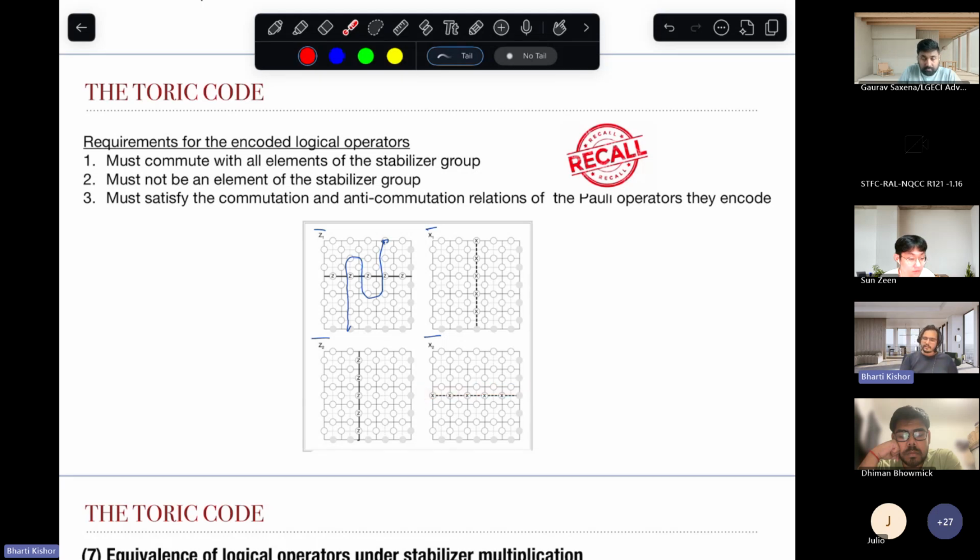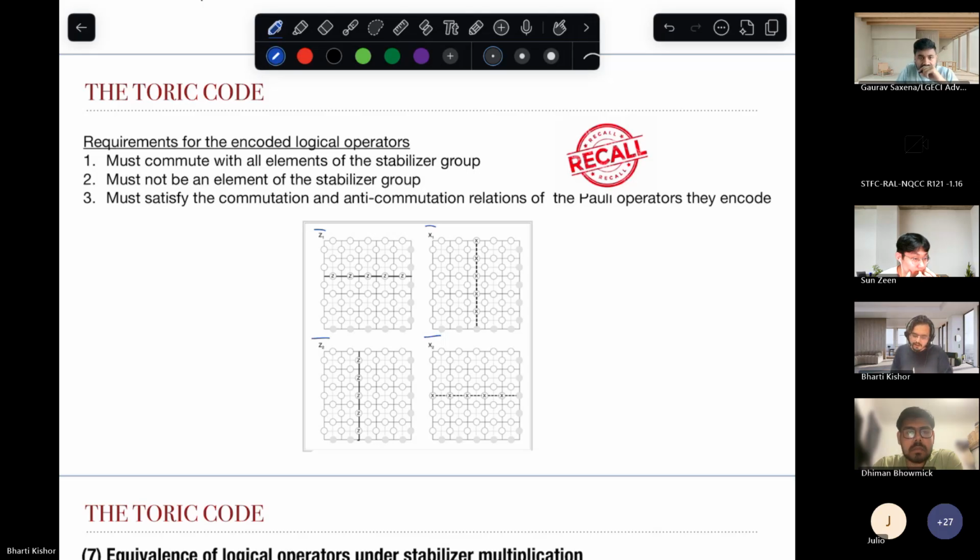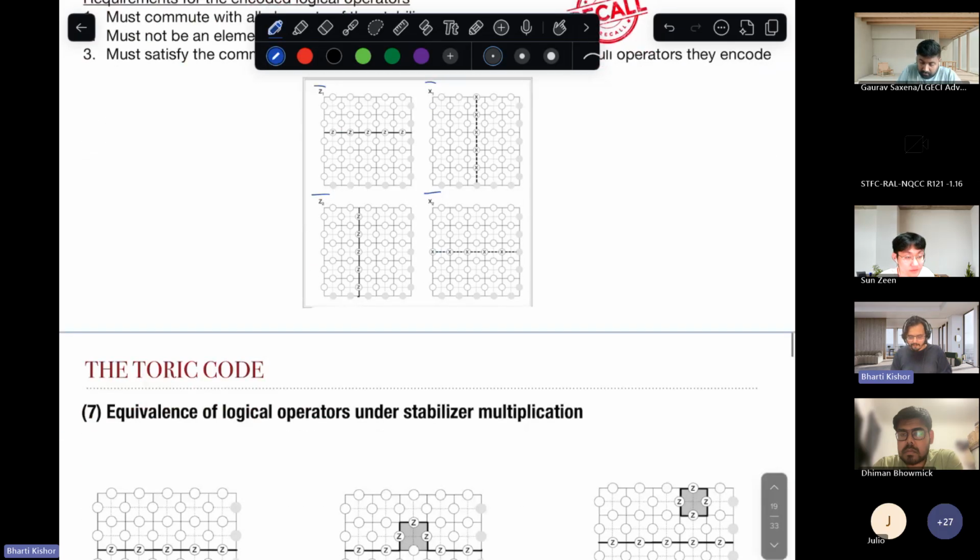So you can verify yourself and feel content that by taking a string of operators which are along non-trivial loops, I am able to form logical operators. So in this way, we get the X logical operator and Z logical operator.